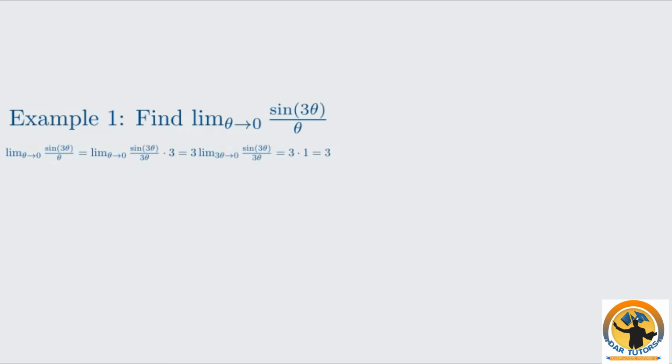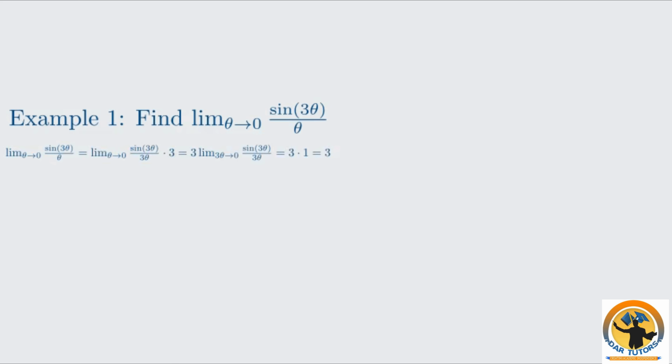The strategy is to manipulate the expression to match the form sine of something over the same something. Consider the limit as theta approaches 0 of sine of 3 theta over theta. We want the denominator to be 3 theta. We can achieve this by multiplying the numerator and denominator by 3. This gives us the limit of sine of 3 theta over 3 theta, all times 3.